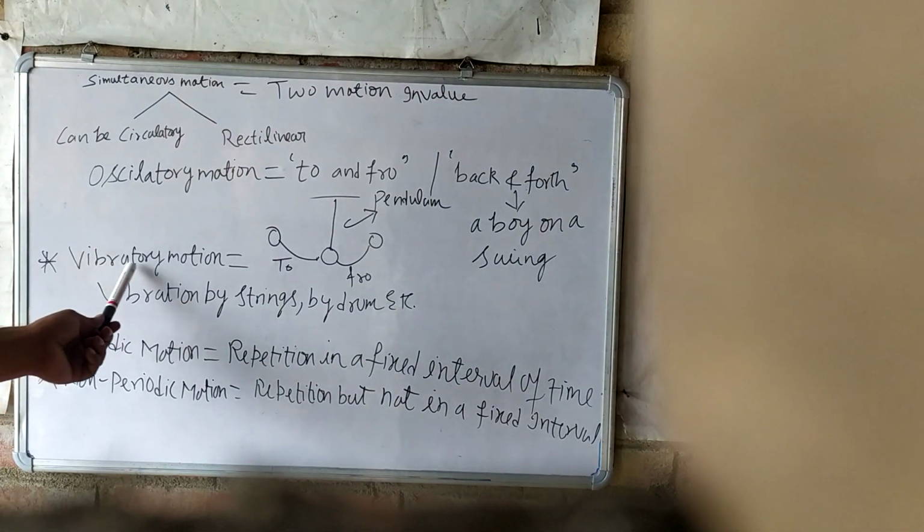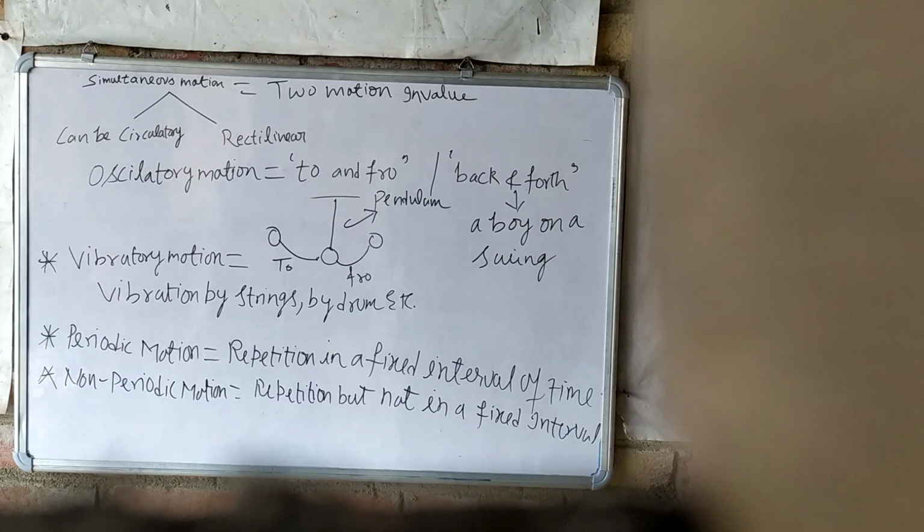Then what is vibratory motion? Vibrations are necessary in vibratory motion. The vibratory motion is a kind of oscillatory motion in which the moving object undergoes change in shape or size.